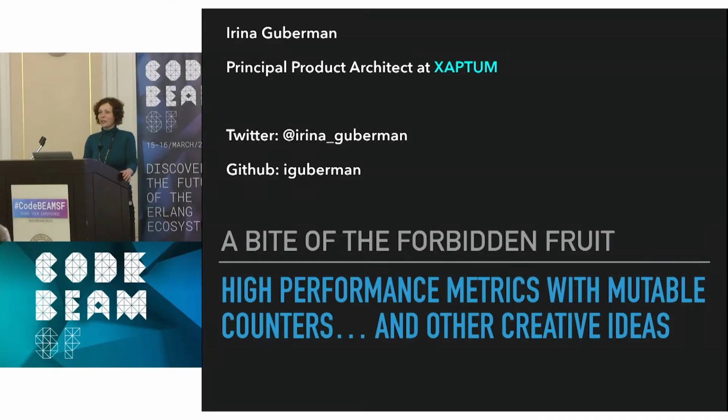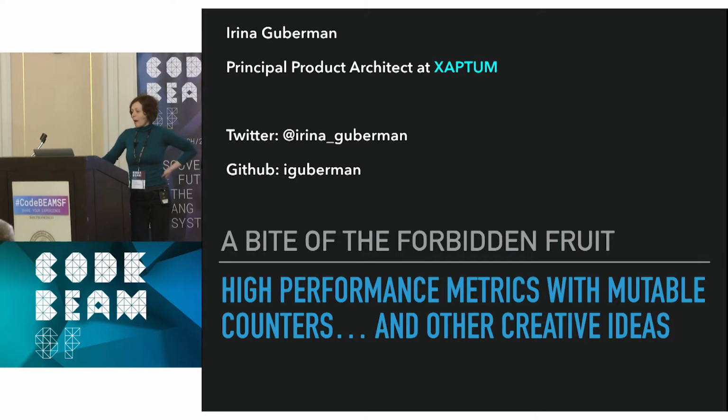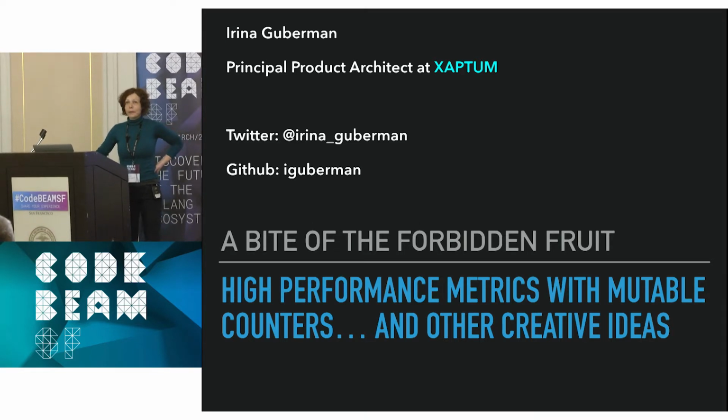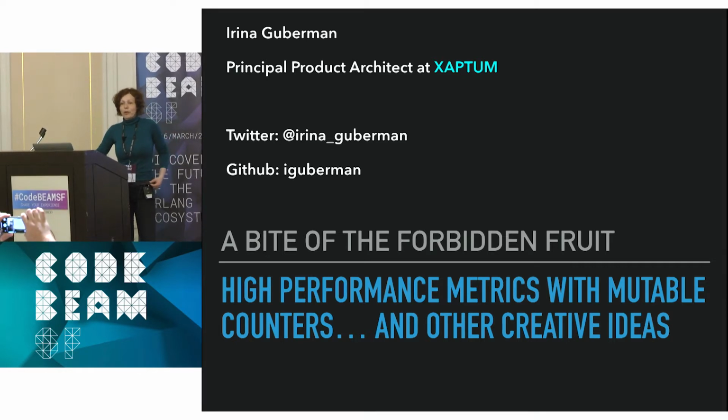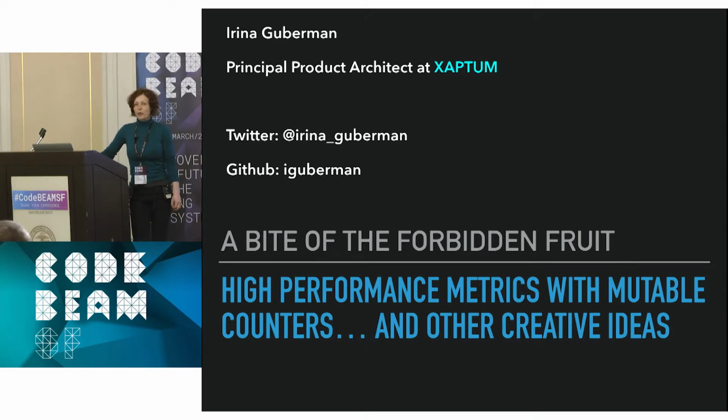My name is Irina Guberman. I work as a principal product architect at Xaptum. It's a company that created Internet for Things, as we call ourselves. It's a network that's specifically designed for things rather than IoT as Internet of Things. So we won't go into much detail on that at the moment, maybe a little later.